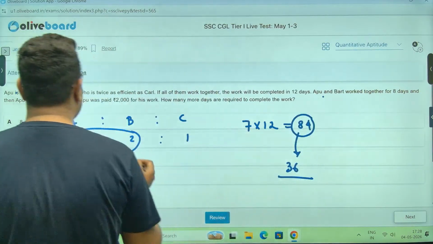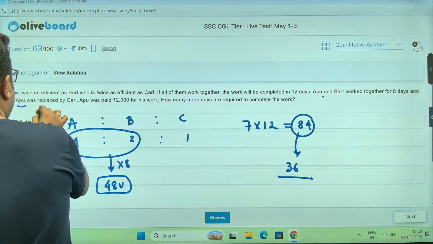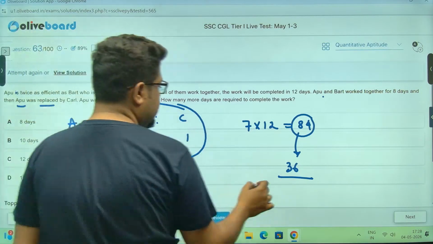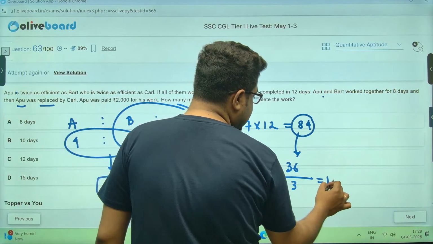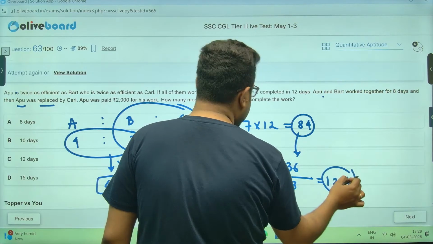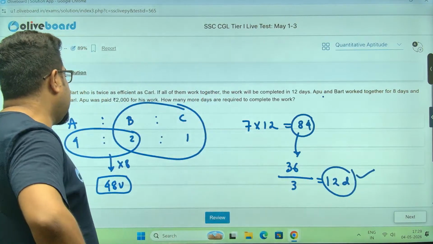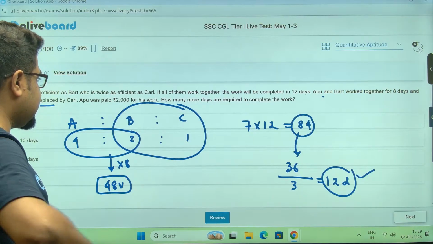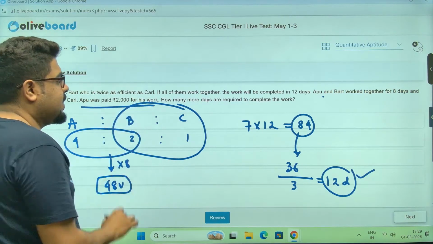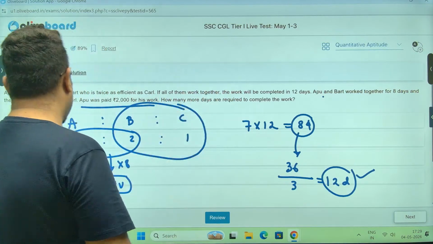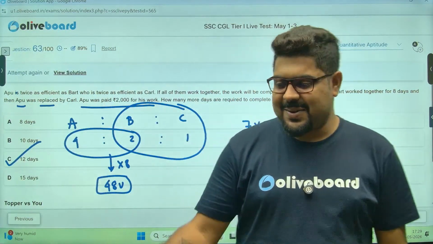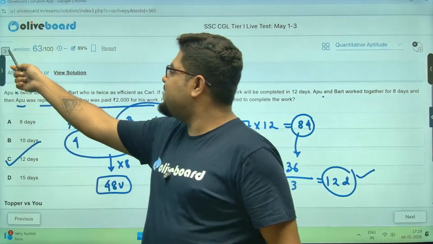Who will complete this 36? Oppo was replaced by curl. So B and C now working 3 units a day. So they will complete that in 12 days. Now, Oppo was paid 2,000 rupees for his work. This is dummy data. Again, nothing doing. How many more days are required? So 12 days are required, option C. Again, you see, that data was given to confuse you.